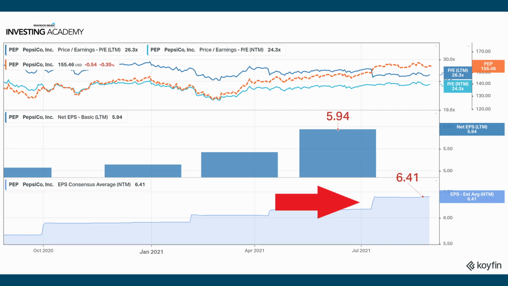So when you do the math on that, you take the 155 share price, you divide it by the 641, you're going to end up with a PE ratio of 24.3 versus the 26.3 that came about on our original calculation. Now, Pepsi is a pretty steady company with steady revenues, and so you didn't see a huge gap in the forward versus the trailing.